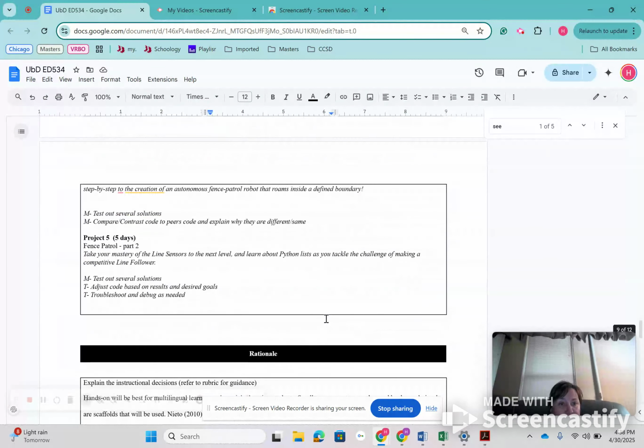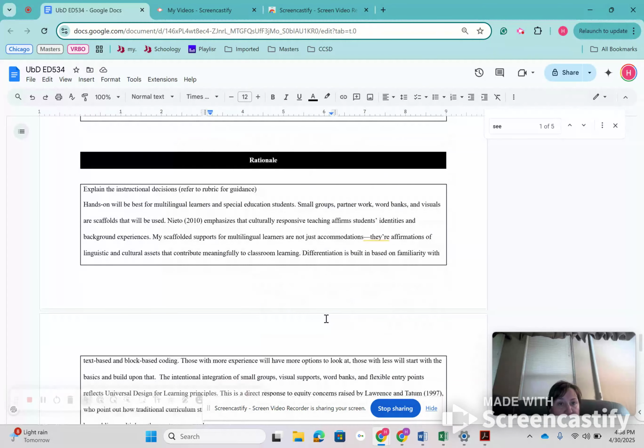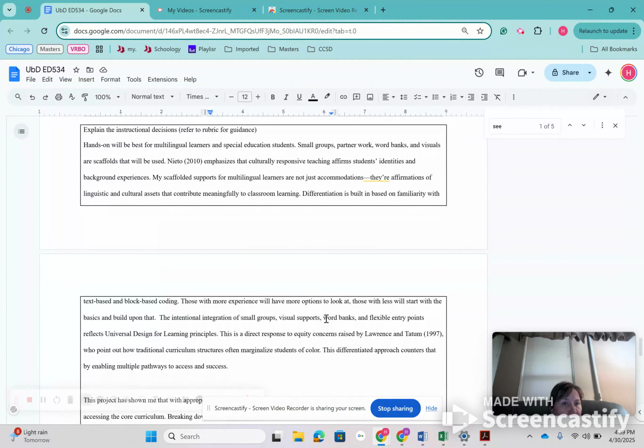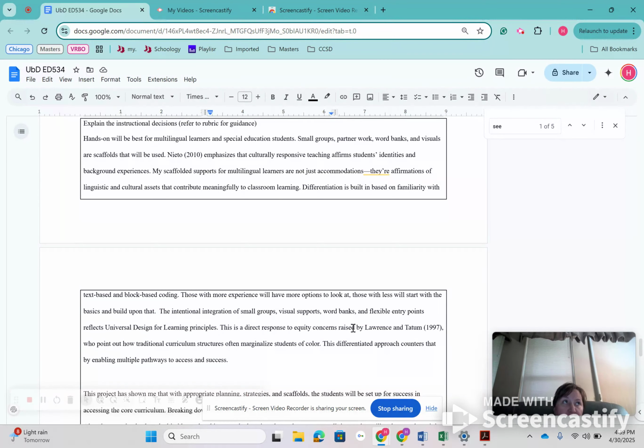Then there's just different components that they'll go through. And then my rationale, I really went through the instructional decisions based on them being hands-on, culturally responsive with looking at their different backgrounds and identities. The scaffolds that I used for multilingual learners and special education students and just differentiation in general show that understanding of the linguistic and cultural aspects that are different in each classroom. And differentiation can also be through the different types of coding that they use. And there are samples that they can look at as well.